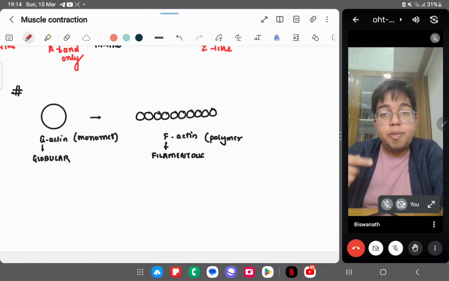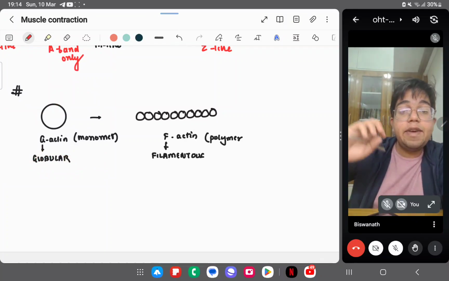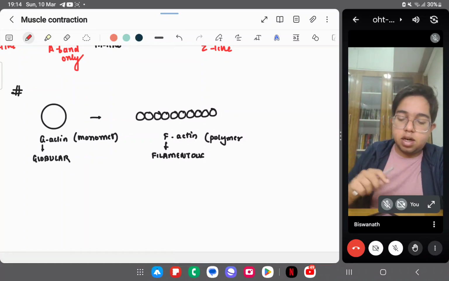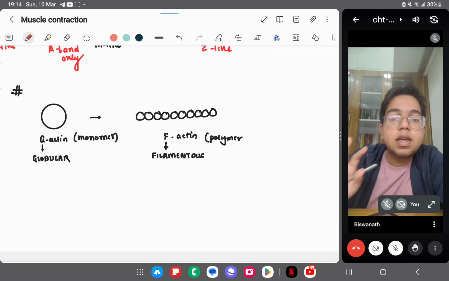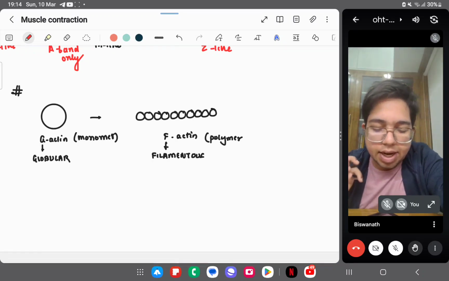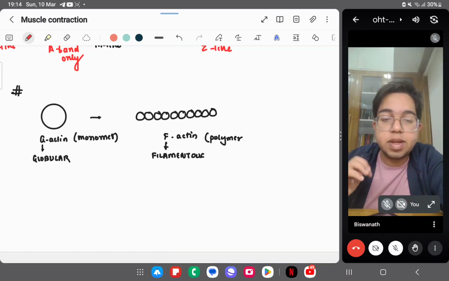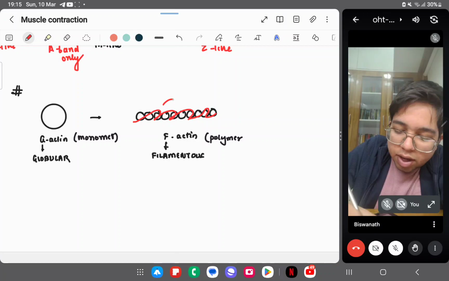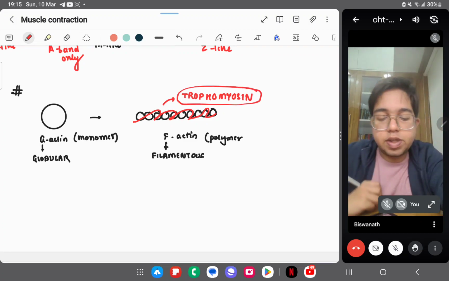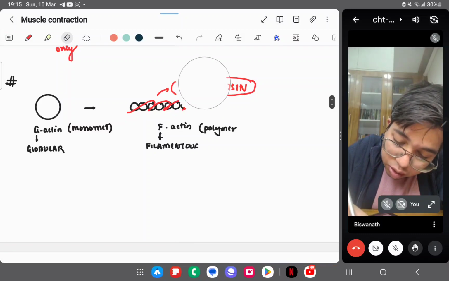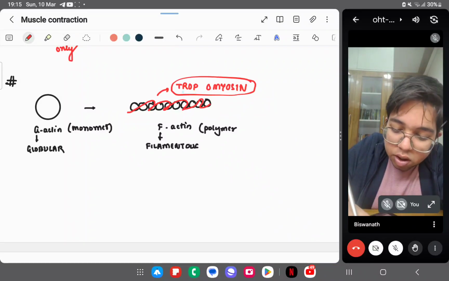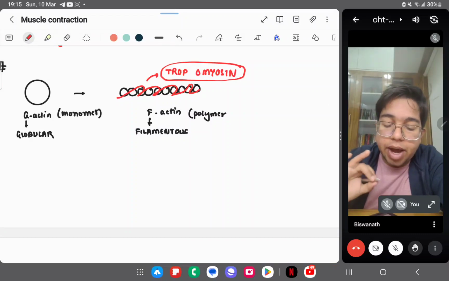This F actin will have a rope-like protein that will be blocking the active binding sites on it in the resting stage. If a muscle is not contracting, the actin will have one site, which is the myosin binding site. We'll discuss that, don't get confused now. Just look at this. A rope-like protein will be winding around like this. This is the tropomyosin. Tropomyosin is not TROPHO, it's TROPO. Understood? And this tropomyosin is blocking the myosin binding sites on actin.